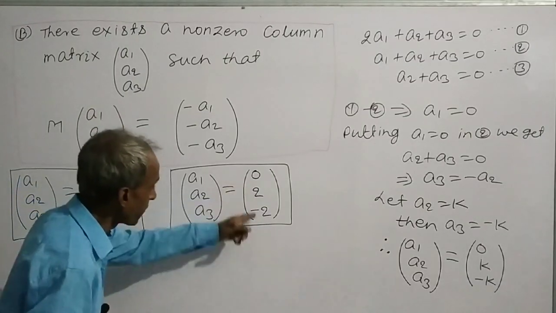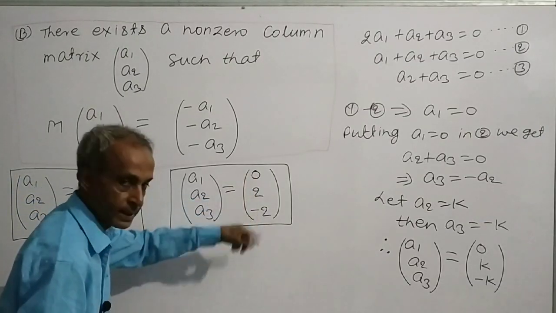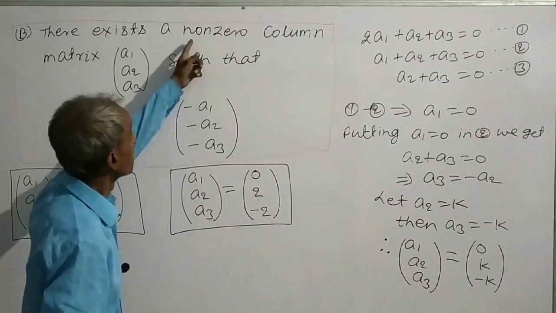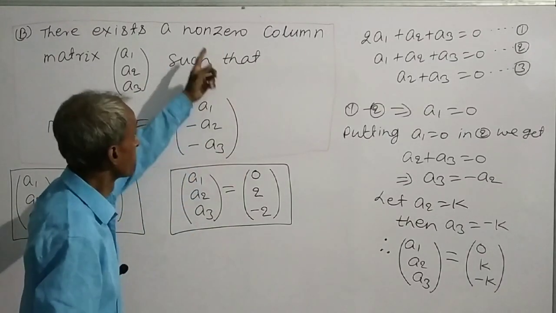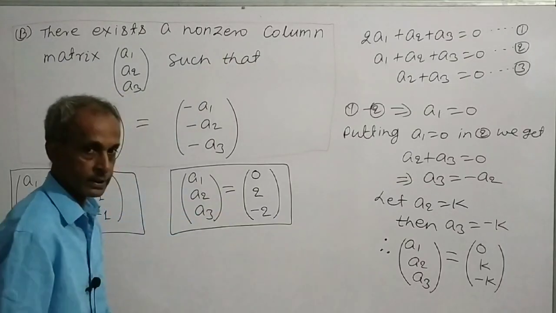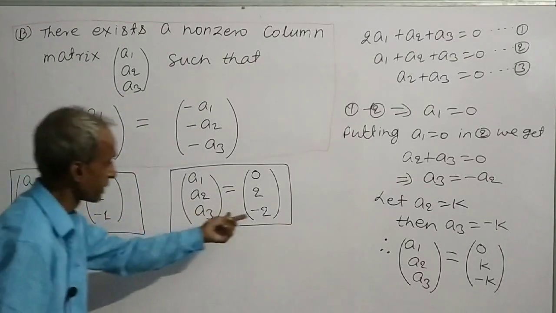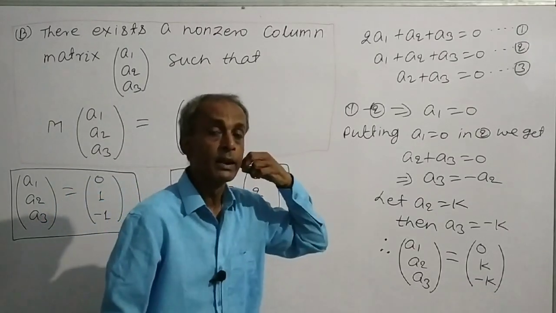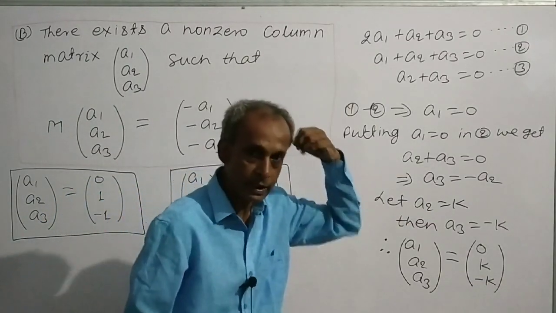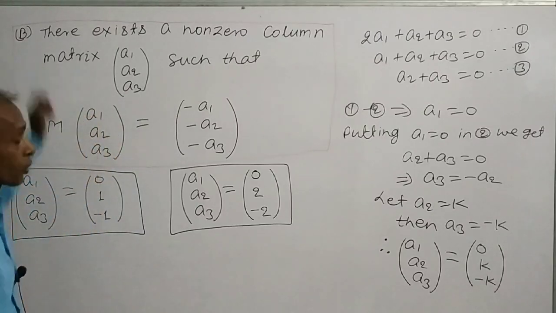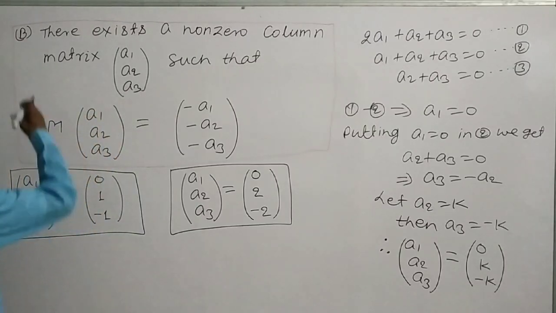Since all three elements in this matrix are not 0, therefore this matrix is a non-zero matrix. Since such a matrix exists, this matrix and many other matrices, actually an infinite number of such matrices exist, therefore this statement is correct.